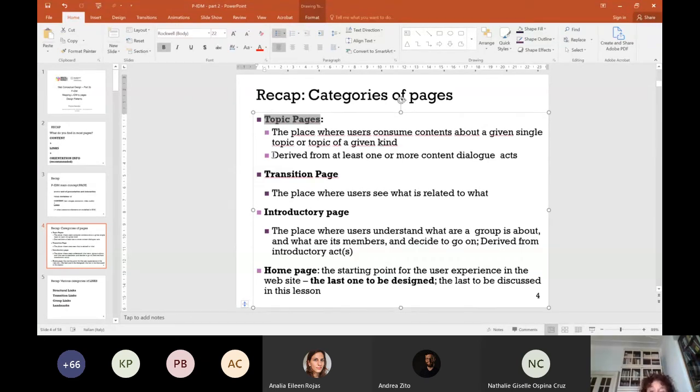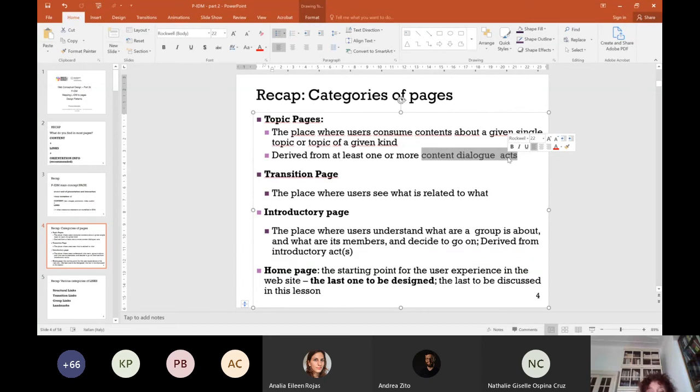These pages are typically derived from one or more content dialogue acts. Remember the concept of content dialogue act? A content dialogue act is a self-standing unit of content about a topic or a kind of topic.